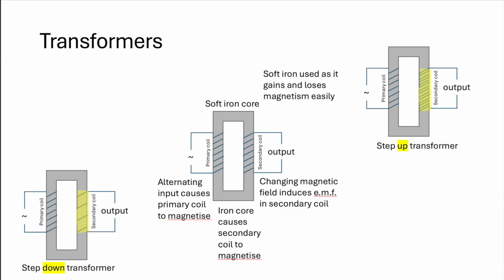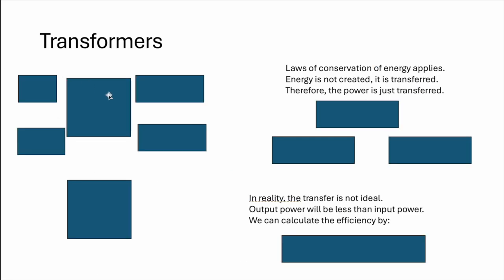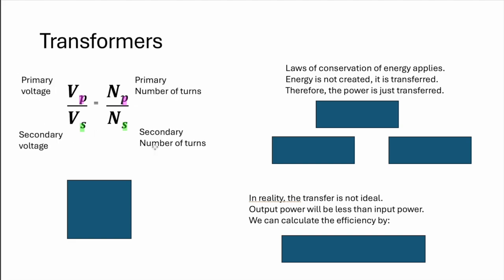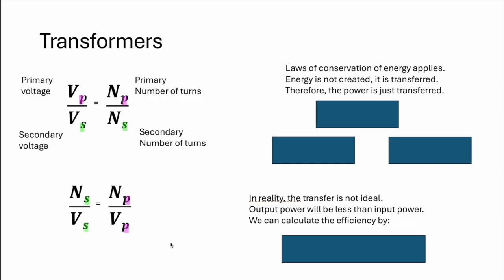Over here, it can be easily calculated. The voltage of the primary versus the voltage of the secondary equals the number of turns of primary versus the number of turns of secondary. And this formula can be rearranged as long as the primary and secondary are in the same category. As long as they are not diagonal, you will be fine.